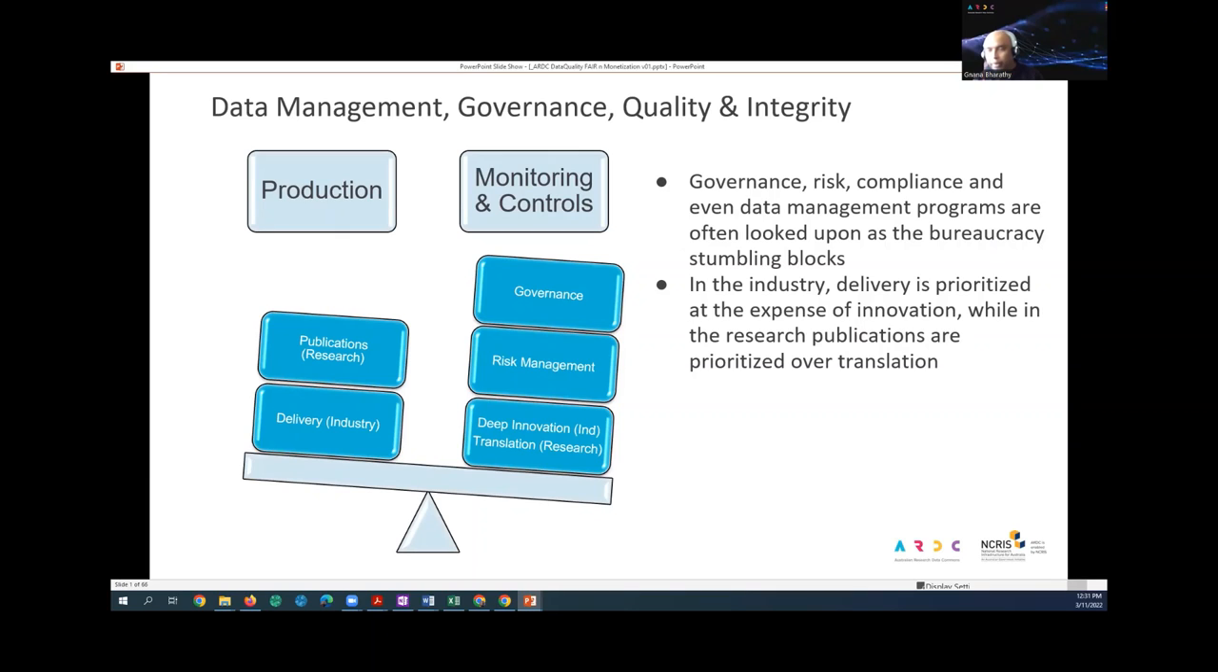In the case of industry, it is all about delivery, and in the case of academia, it's all about publication. These urgent matters often outweigh the importance of having governance and risk management processes, and deep innovation in the industry can be quite lacking, especially in the Australian context. And similarly, translation in research is a serious issue. So both are struggling with different problems.